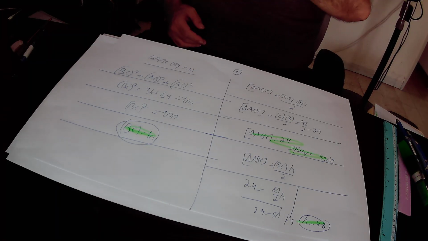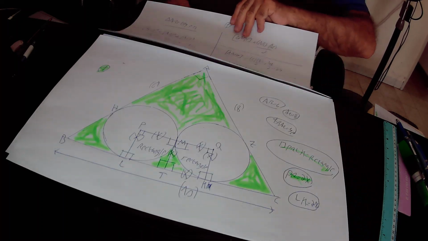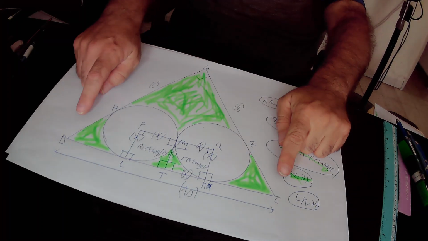Here we took the square root of this value, and we found out that BC equals the square root of 100, which is 10. The length of the hypotenuse BC is equal to 10 units.